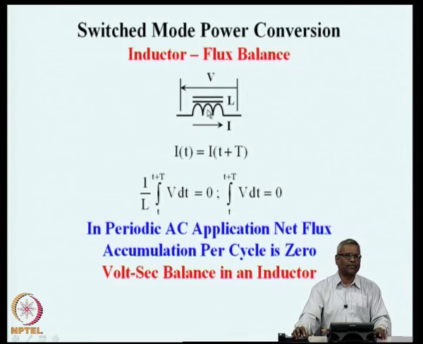The volt second applied to the inductor is what is responsible for the flux accumulation in an inductor. So, what this indicates is that in a periodic circuit, from cycle to cycle, there is no net flux accumulation, or net flux accumulation per cycle is 0. This is also referred to as volt second balance in an inductor. This is a dual property of charge balance in a capacitor when it is excited by a periodic circuit and steady state is reached.